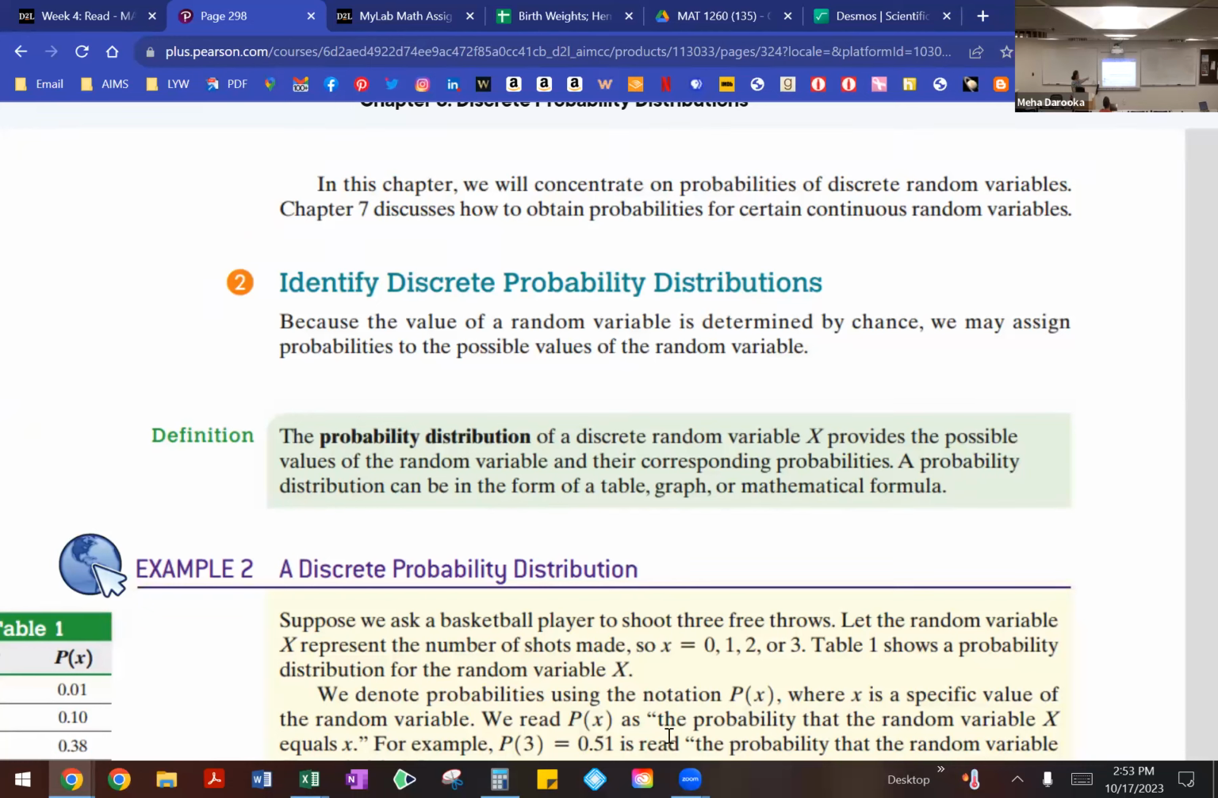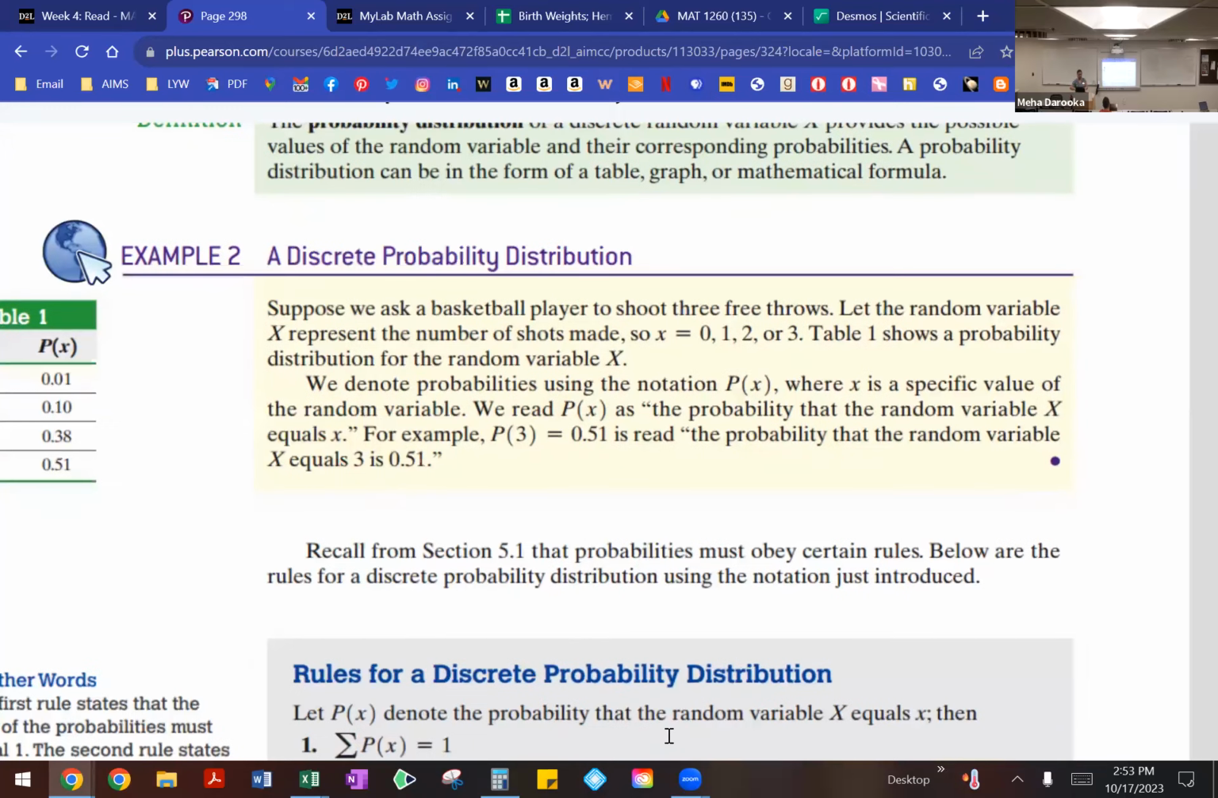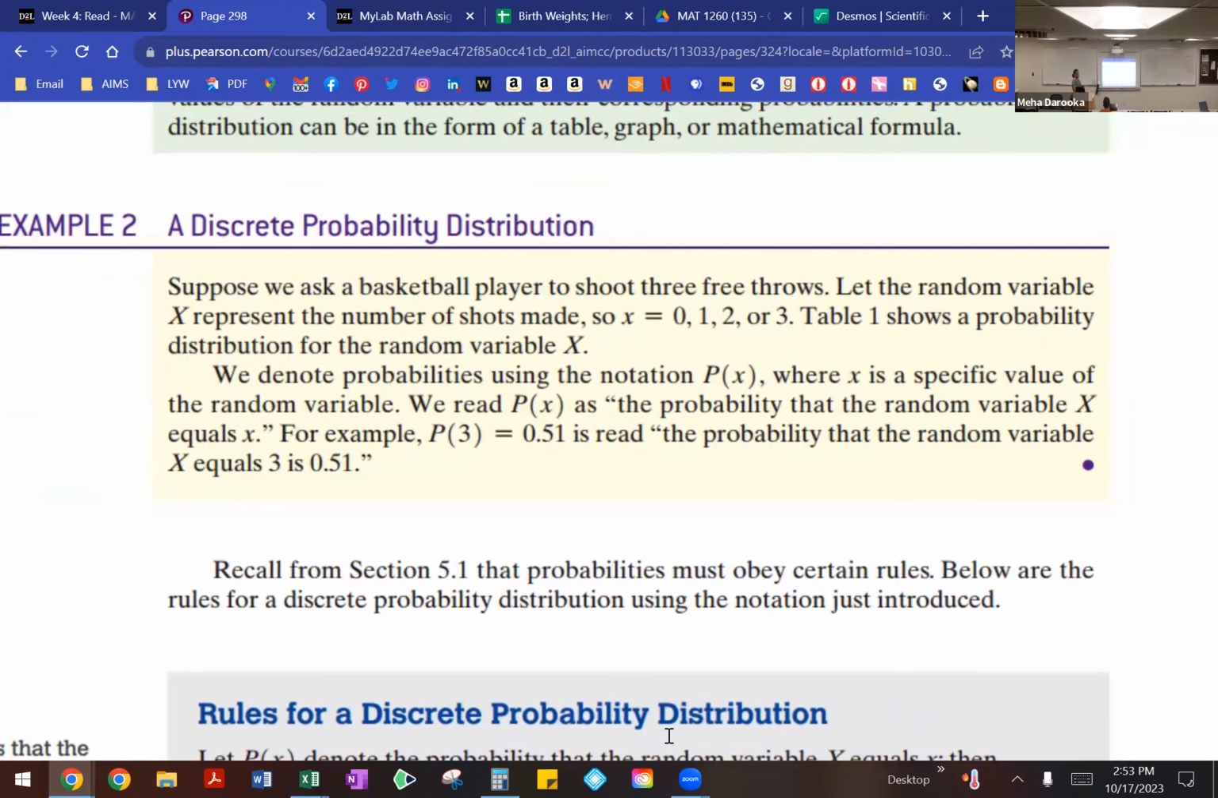So on one side you have the random variable value, and in the other column you have the probability of that outcome. A probability distribution can be in the form of a table, which is mostly preferred, but you can also do it as a graph or a mathematical formula.